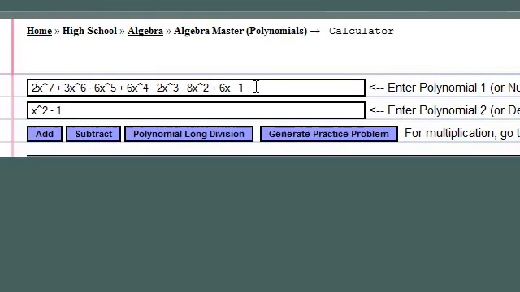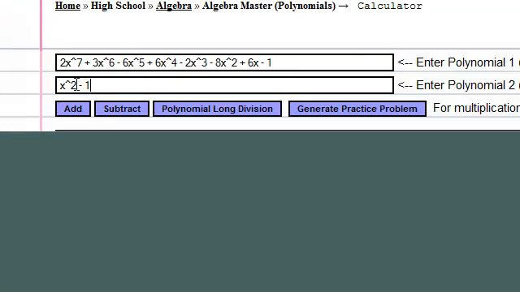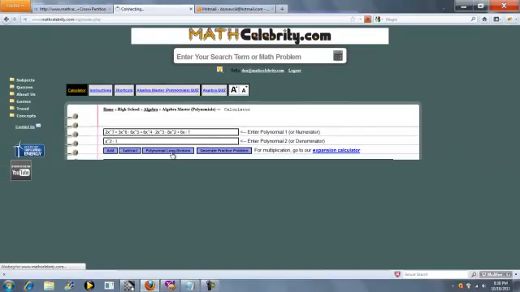So as you can see here, we have a numerator term and a denominator term in this box. The caret sign, or shift and 6, is how you raise a term to a power. So what this piece here represents, for example, is 2x raised to the 7th power. Once you have your numerator and denominator in place, you simply press the polynomial long division button.